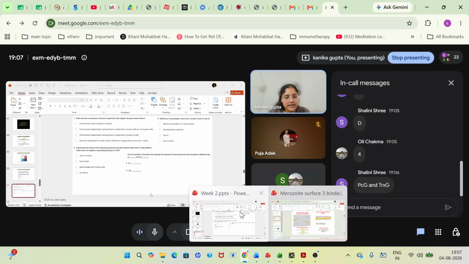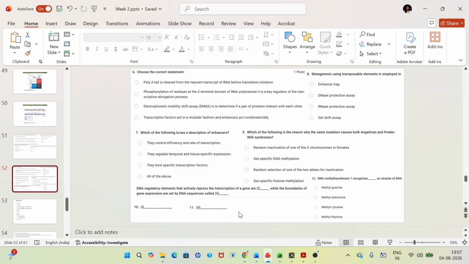Okay, let's move towards the next question. Question number 6. Choose the correct statement. Statement 1 says poly A tail is cleaved from the nascent transcript of RNA before translation initiation. Statement 2: phosphorylation of residues at the C-terminal domain of RNA polymerase II is a key regulator of transcriptional elongation process. Statement 3: electrophoretic mobility shift assay is to determine if a pair of proteins interact with each other. Statement 4: transcription factors act in a modular fashion and enhancers act combinatorially.